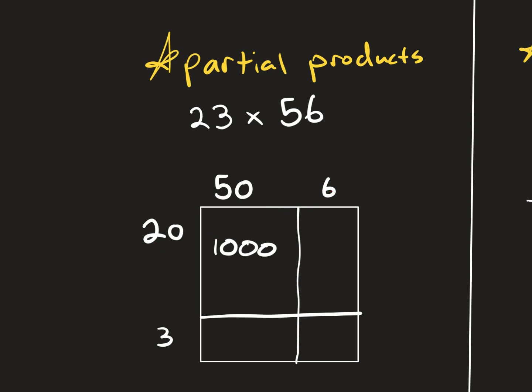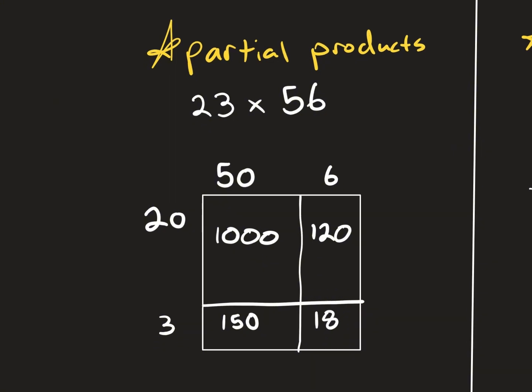So 2 times 6, that gets me 12, and I have just 1 0 here, so I just add in 1 0. Continuing on, I have 50 times 3, so 5 times 3, that gets me 15, and I have 1 0, so I just drop that down, and I end with 150. And then the last one, easy, 3 times 6, that gets me 18.